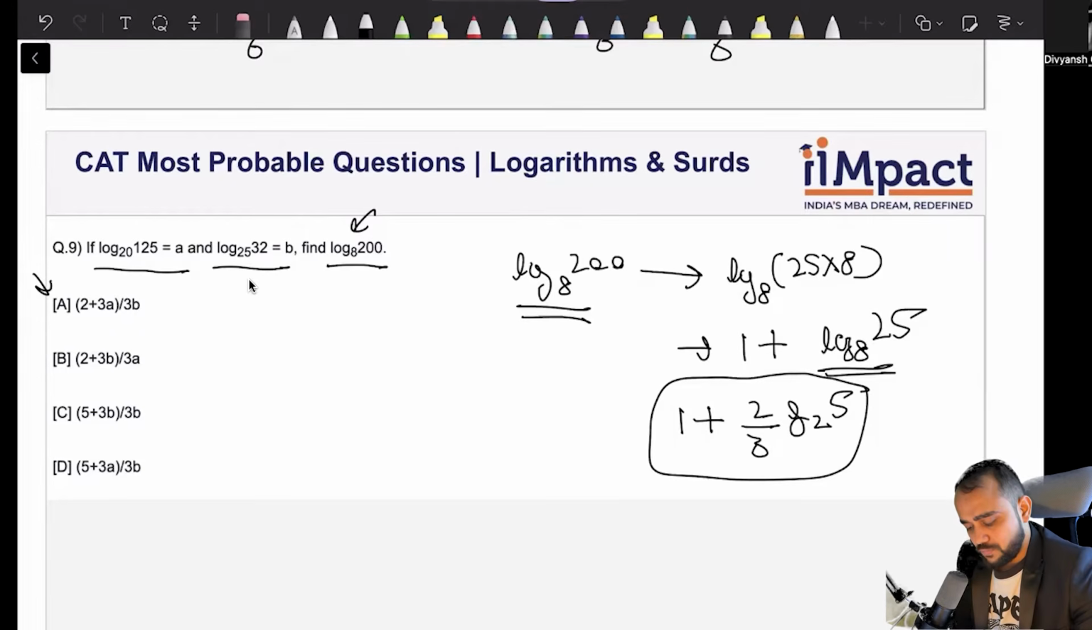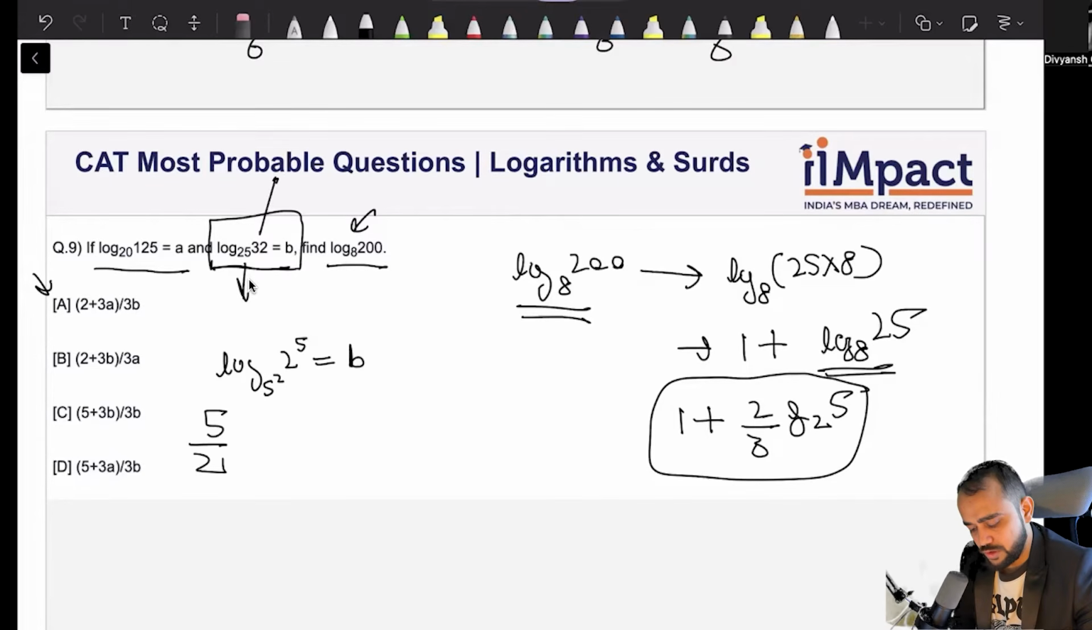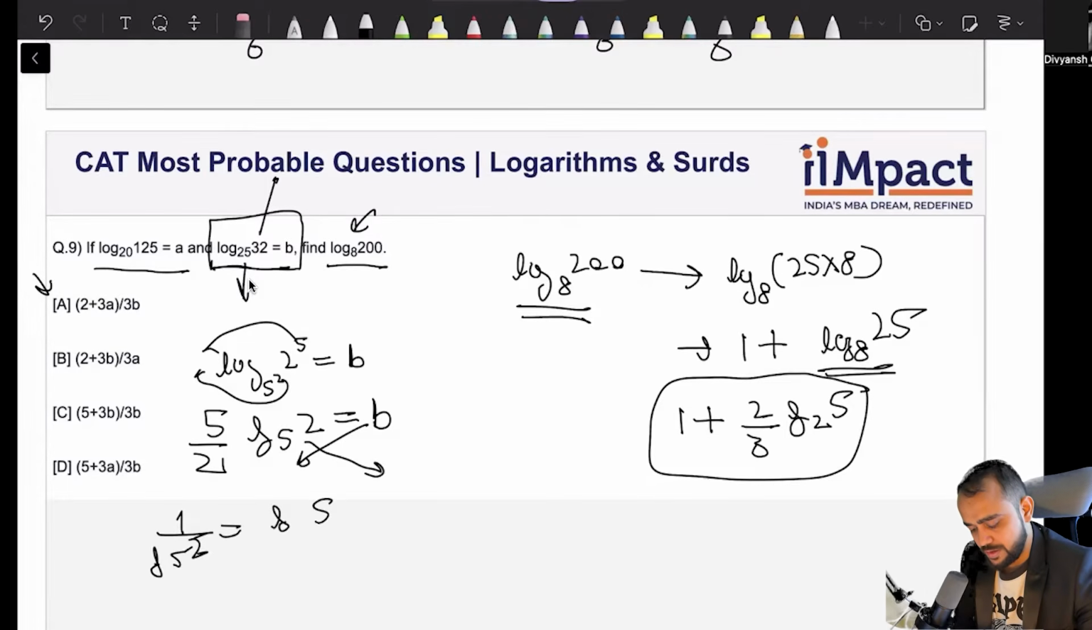Now, do I not already have this given here? I have a power of 2, I have a power of 5 in the base, so I can just convert the powers and get my value. So this is log of 2 to the power 5 base 5 to the power 2 is equal to B, which means 5 by 2 if I export these powers. Log 2 base 5 is equal to B, which means if I take it downstairs, I'll get 1 by log 2 base 5, which is log of 5 base 2, actually equal to 5 by 2B. So I'll quickly put that here.